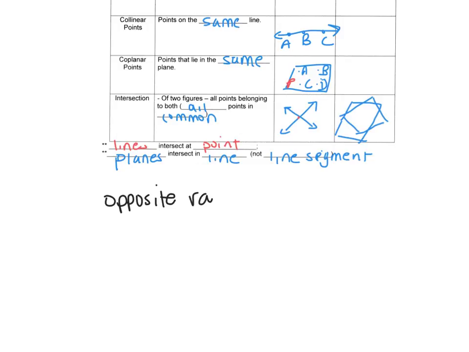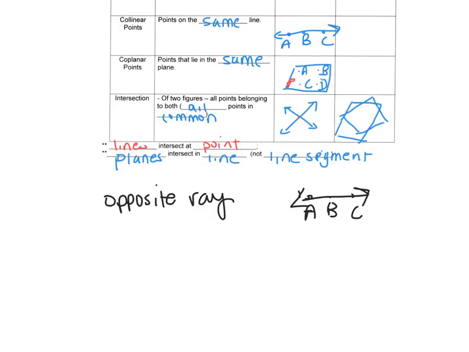Now, you will see this come up in a lot of our definitions, and it really is just in a definition. But an opposite ray basically is, if I have this line ABC.